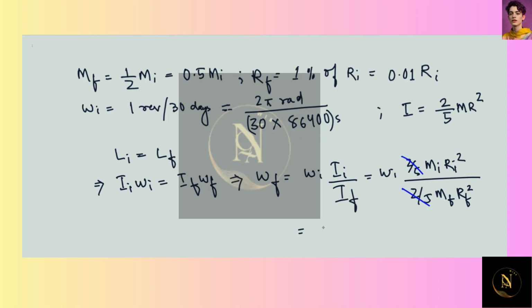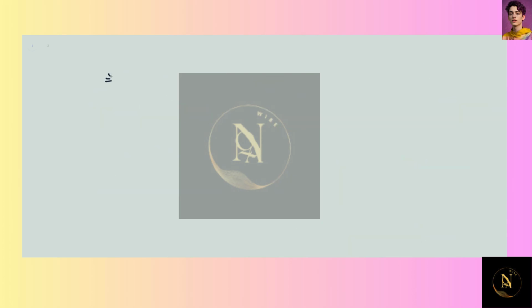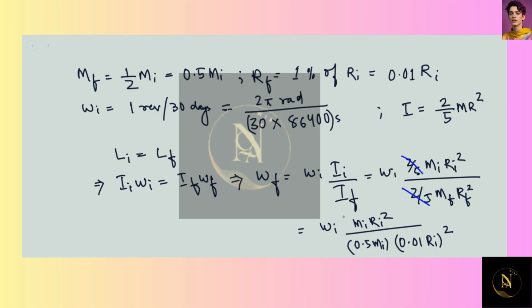So this will be equal to omega I times mi ri square over 0.5 mi times 0.01 ri square. Let me write the final expression on this page. So omega f will be equal to omega I times 2 times 10 to the power 4. And this is basically solving this part of the equation.